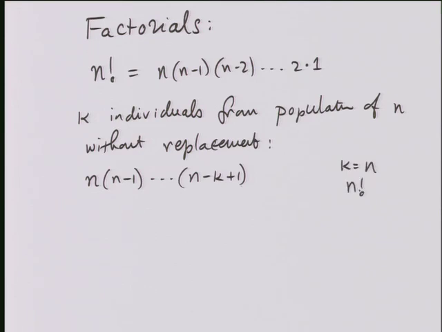But in general, you can multiply the numerator and denominator by something, and then you can write it as n factorial divided by n minus k factorial. Because n minus k factorial is exactly what you need to continue this all the way down to 1.